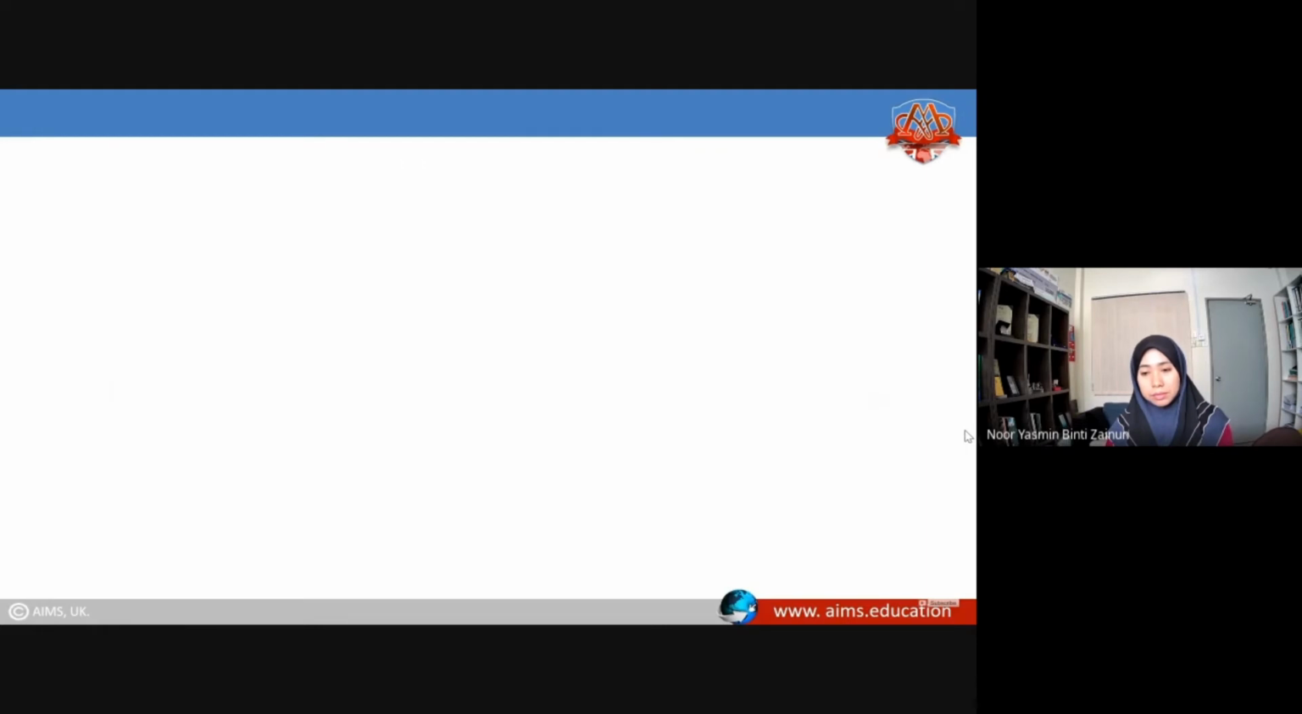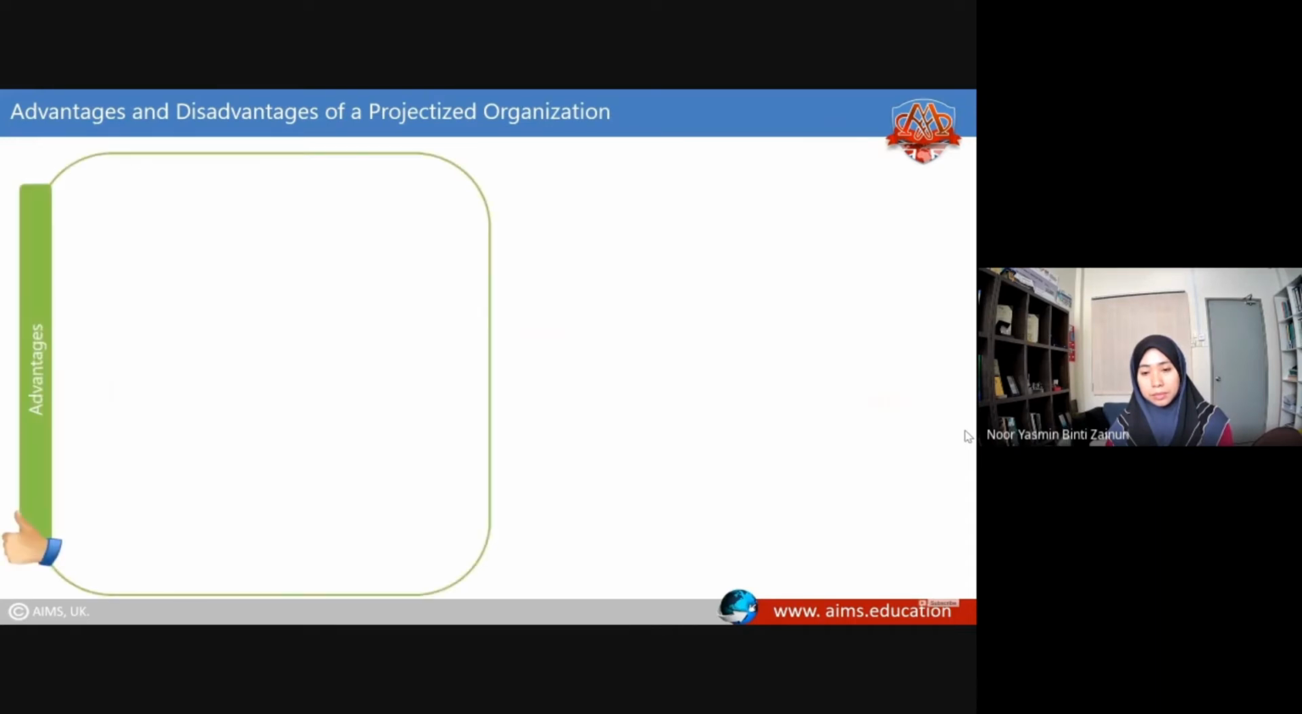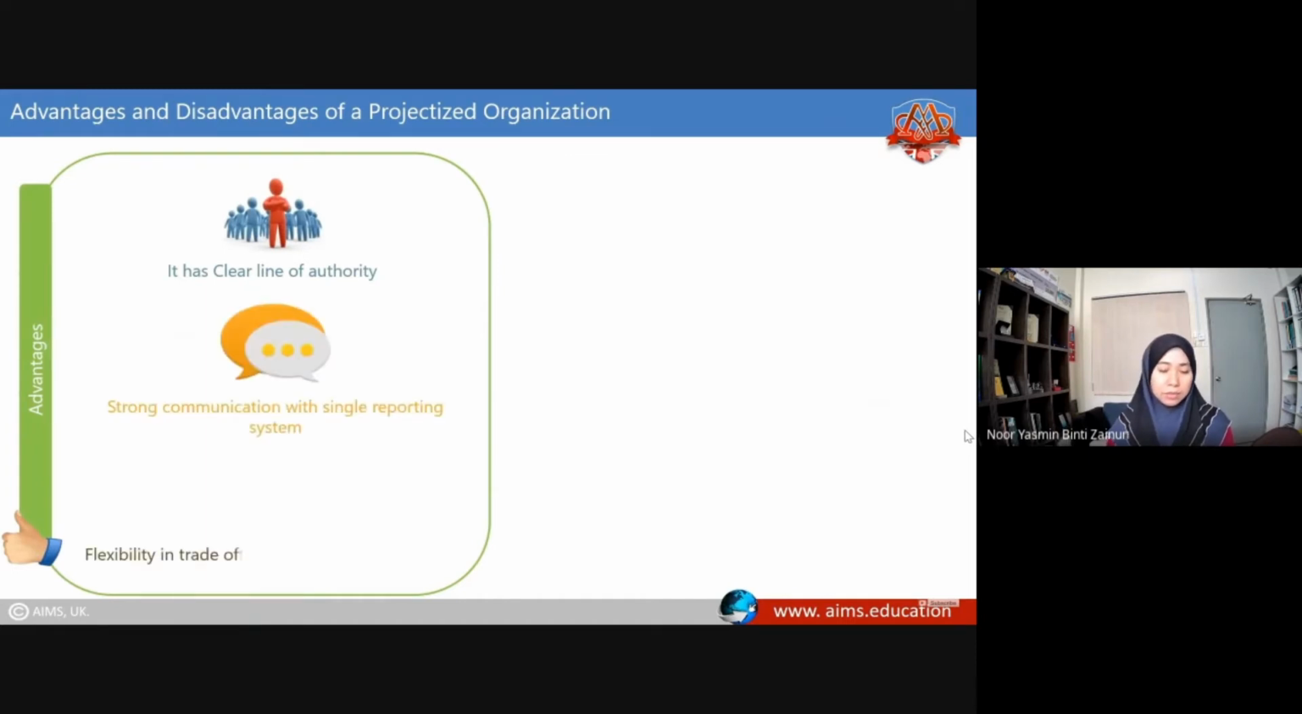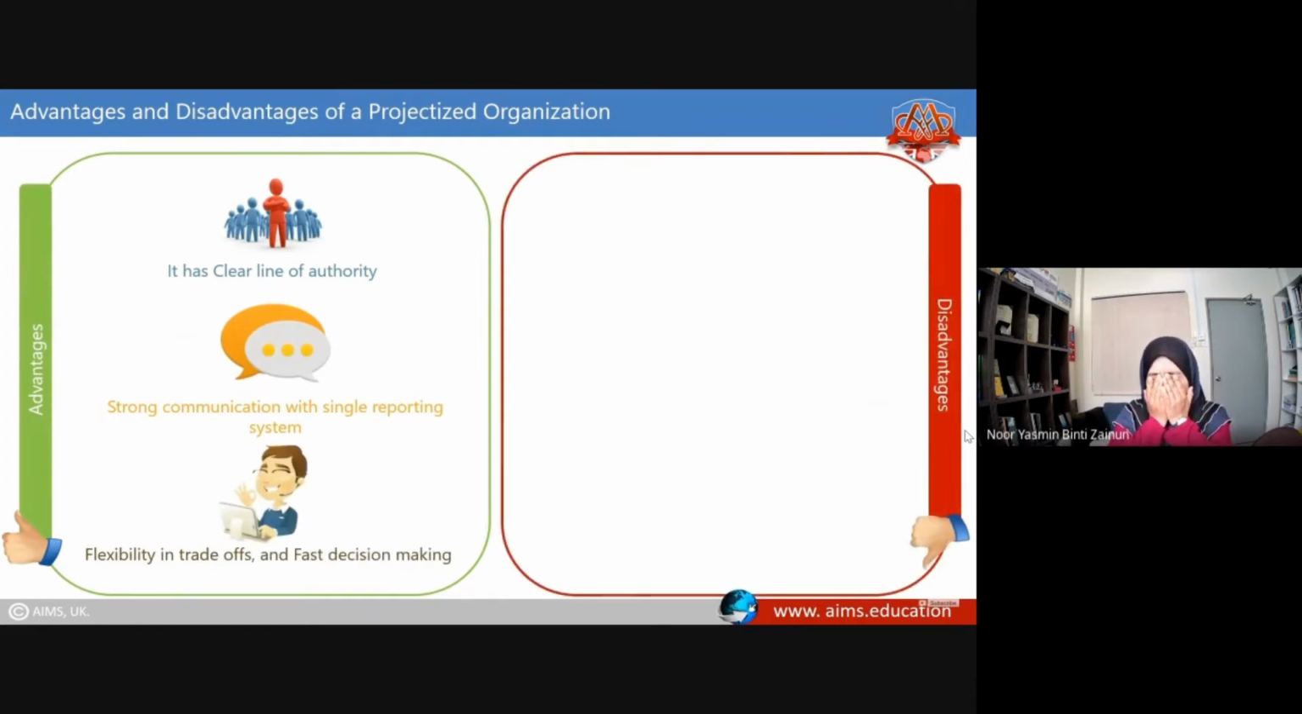Now, let us see the advantages and disadvantages of a projectized organization. Its advantages are as follows. It has a clear line of authority, strong communications with a single reporting system, and flexibility in trade-offs and fast decision-making. The disadvantages of projectized organizations are as follows.